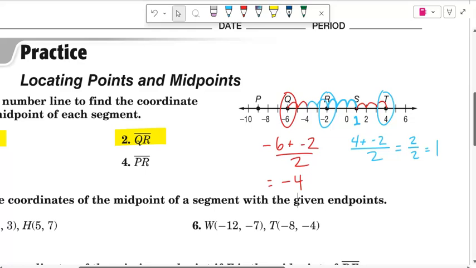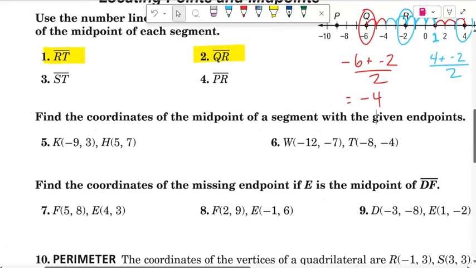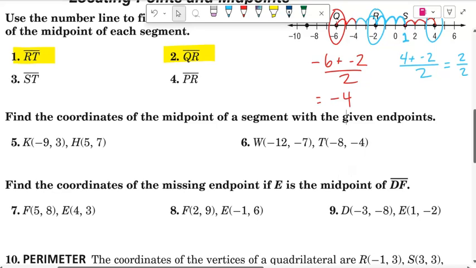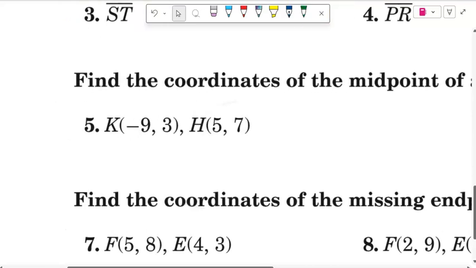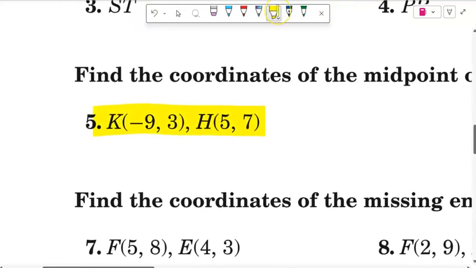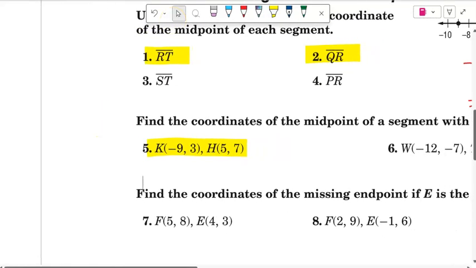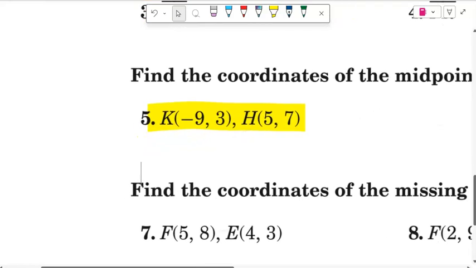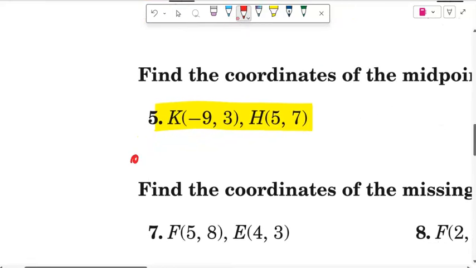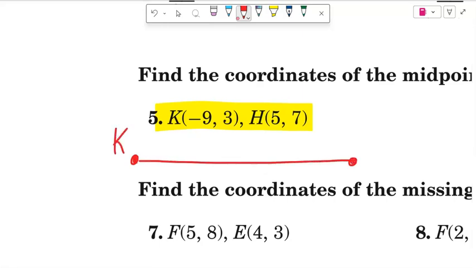Okay, here's kind of the bulk of what you're going to be doing on the homework today. It says find the coordinates of the midpoint given the 2 endpoints of the segment. Okay, so let's go ahead and draw this scenario really quick. Draw segment KH with a midpoint at point M. So segment KH, just like this, with a midpoint at M.